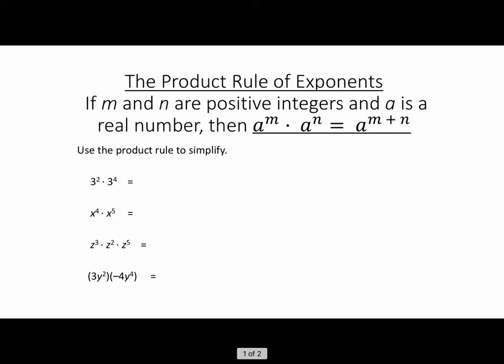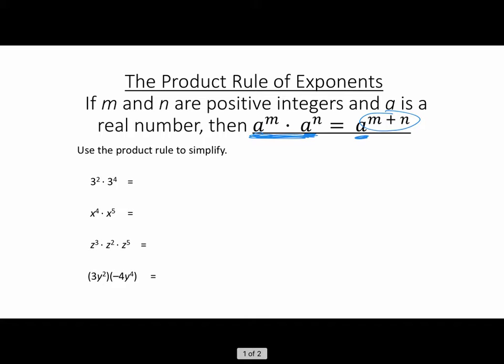The product rule of exponents says if m and n are positive integers and a is a real number, then a to the m times a to the n equals a to the m plus n. This says if you are multiplying the same base a, then what you can do is keep that base and add the exponents together.